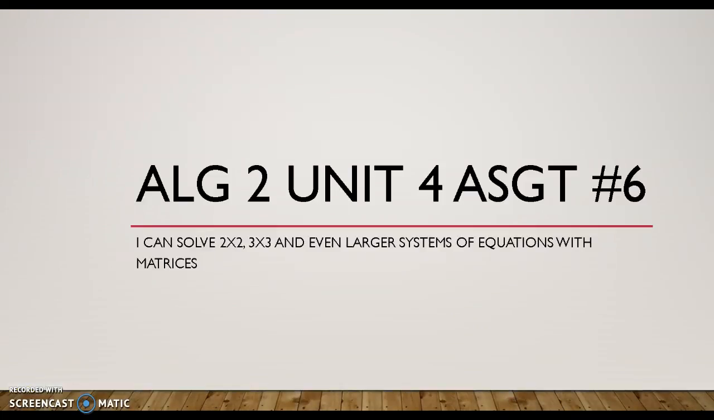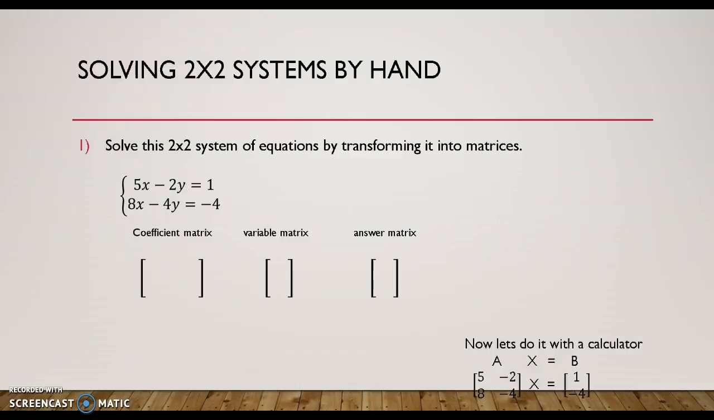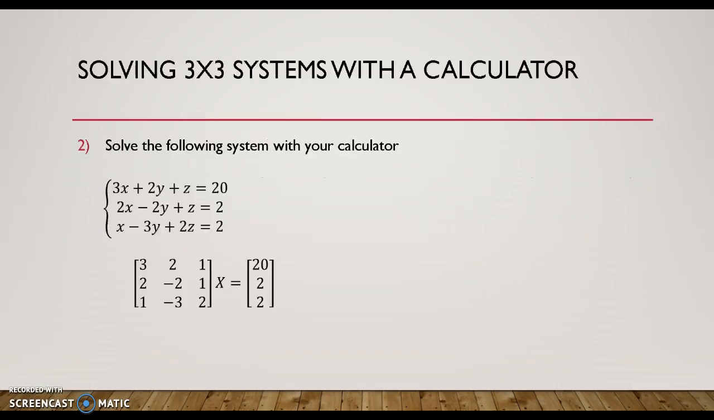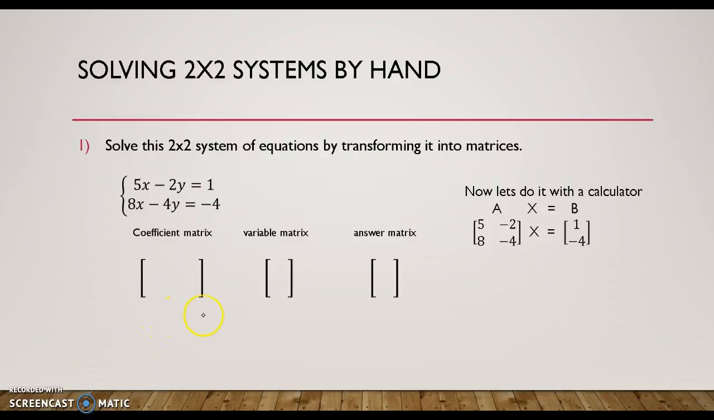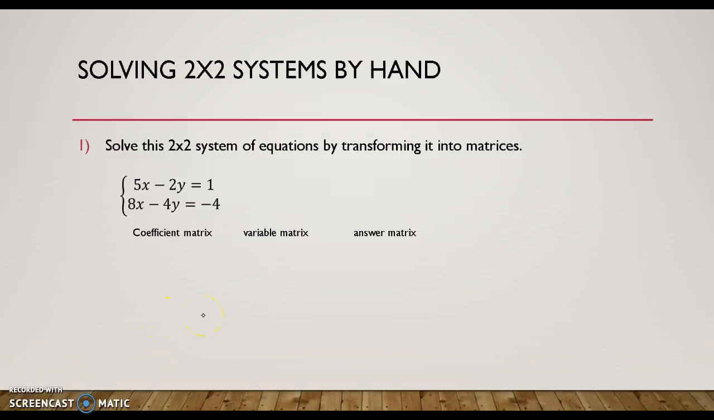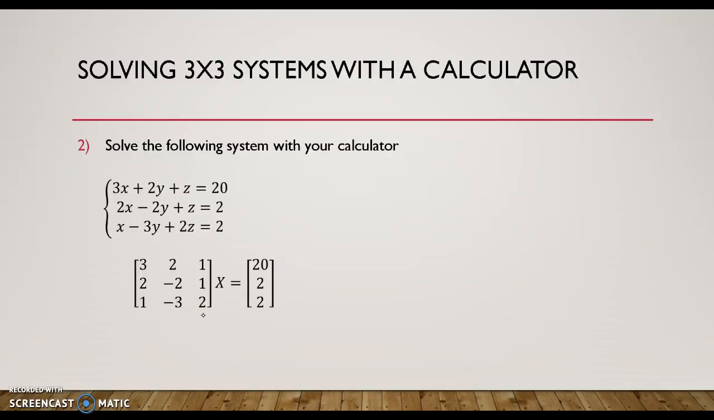So now what we're going to do is continue with problem number 2. This time I want you to solve this entire equation with your calculator. This is a 3 by 3 matrix, and so the first thing we'd have to do is translate this into a coefficient matrix, which we have here, our variable matrix, which I'm just going to call X, and then our answer matrix, which is 20, 2, and 2.